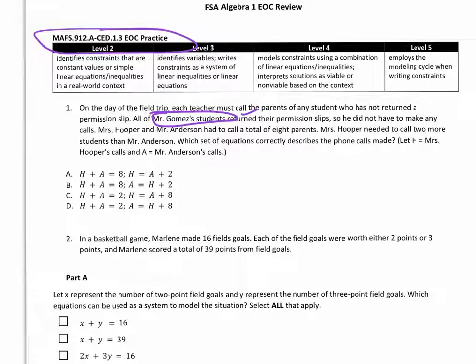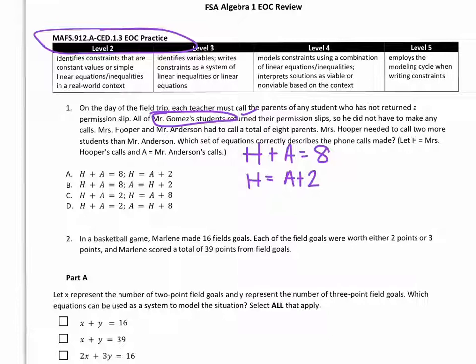Mrs. Hooper and Mr. Anderson have to call a total of 8 parents. So Hooper plus Anderson has to be 8 parents. Mrs. Hooper needs to call 2 more students than Mr. Anderson. So Hooper is Anderson plus 2. Now, which set correctly describes the phone calls made?